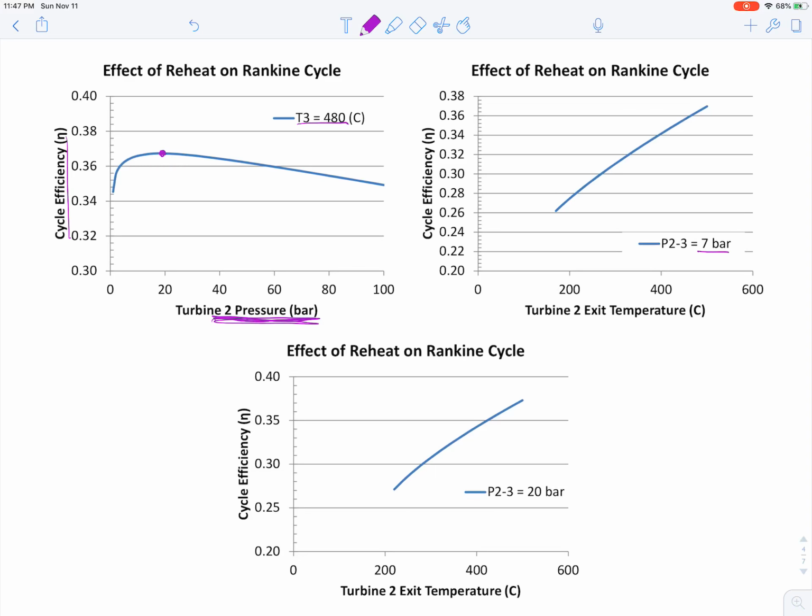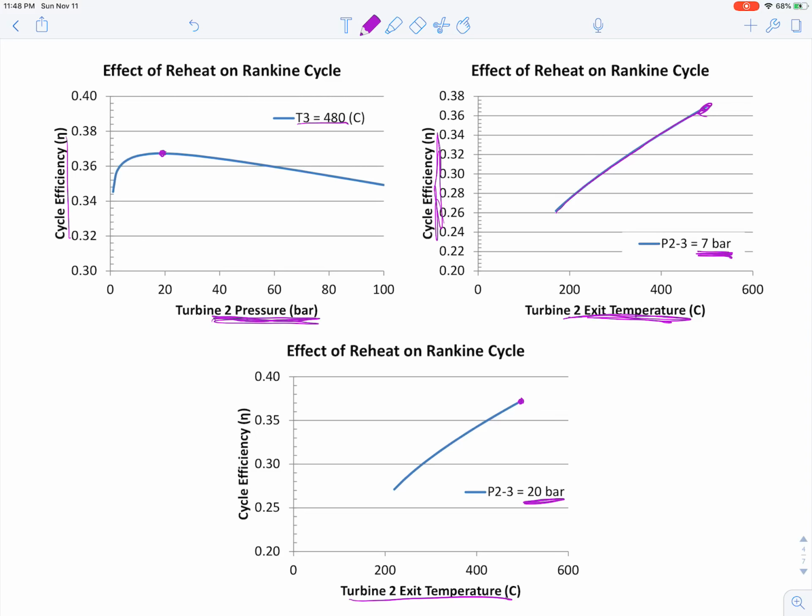I also fixed the intermediate pressure, and I varied the turbine 2 exit temperature to see what that did to the cycle efficiency. In this case, we see I just want to drive that turbine 2 exit temperature as high as I possibly can. So the last image here incorporates the best of both. I'm going to keep that 20 bar intermediate pressure, and I'm going to vary the turbine 2 exit temperature, and I can see I can get my cycle efficiency as high as about 0.37, so about 37%.